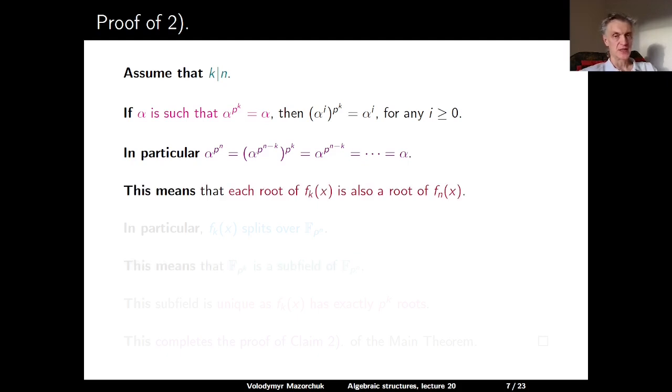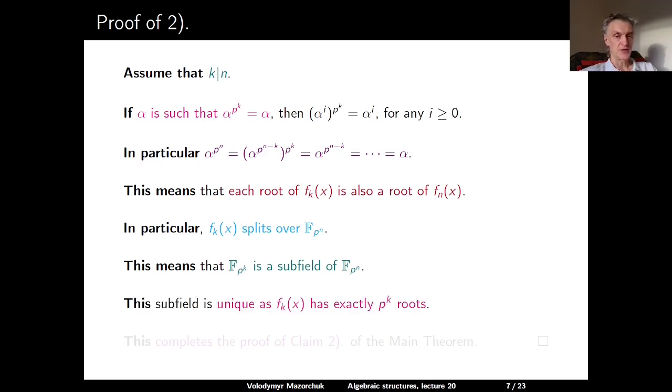And this means that each root of the polynomial f_k is also a root of the polynomial f_n. In particular, f_k splits over our field F with a lower index p to the power n. And this means exactly that F sub p to the power k is a subfield of F sub p to the power n. This subfield is unique, as f_k has exactly p to the power k roots. And this completes the proof of claim 2 of the main theorem.